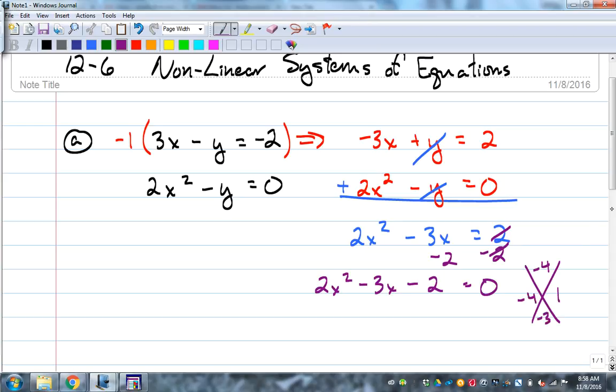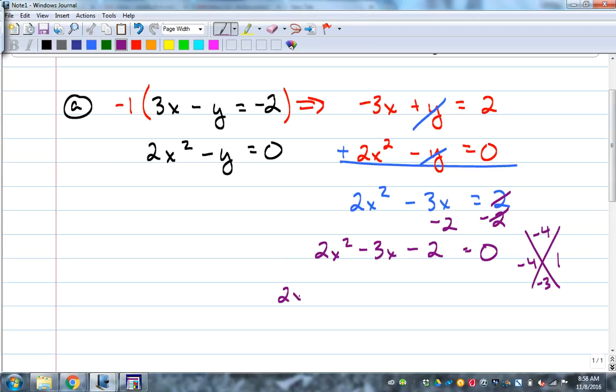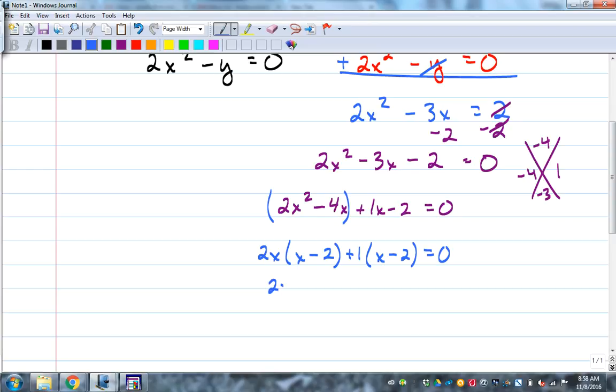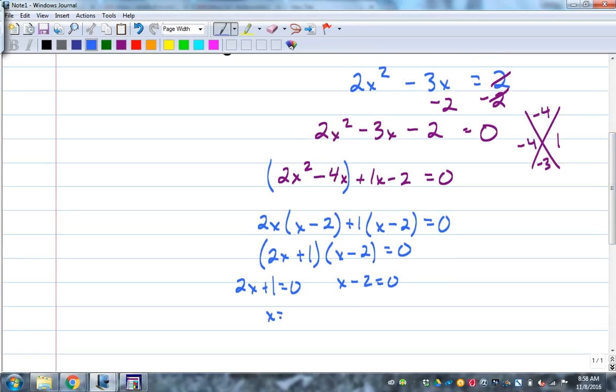So -4 and 1. So you would replace the 3x with the -4x and the plus 1x, and then group that to get 2x, x minus 2, plus 1, x minus 2. So my factors are 2x plus 1 and x minus 2. Set each of those equal to 0. And solve for x. -1/2, +2.